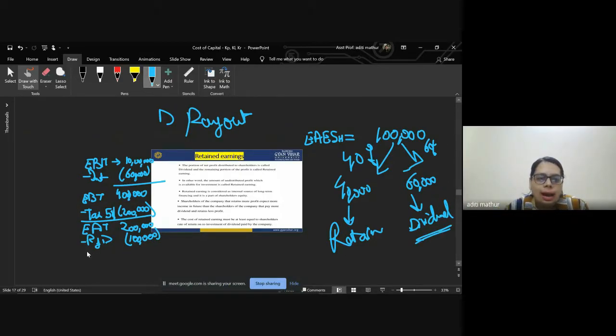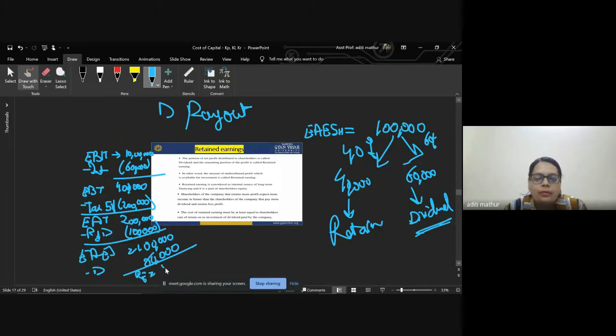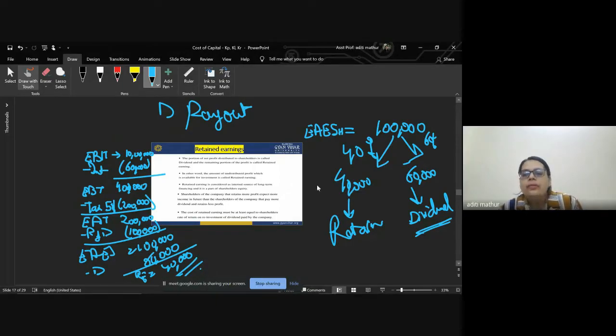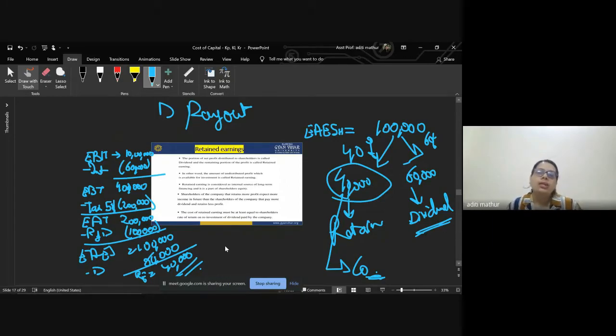So over here, our EAES is equal to 1 lakh minus dividend of 60,000, which will give us retained earnings of 40,000. Now, this 40,000 will be used by the company in the future, maybe to buy new machinery or raw materials or to reinvest somewhere else. Right? So this is the concept of retained earnings.